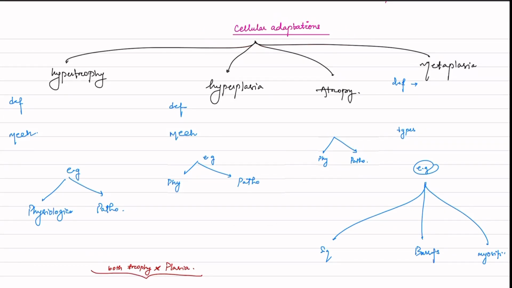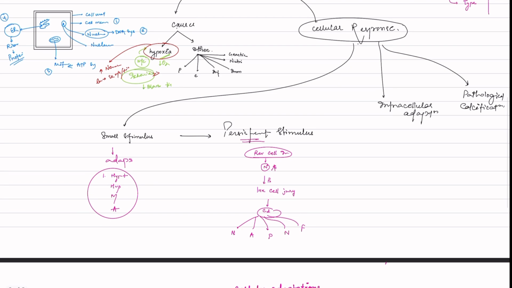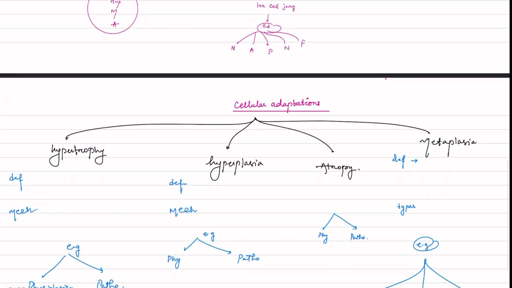Cellular adaptation. Before seeing the various cellular adaptations, let us review. We just read that on a small stimulus, the cell adapts by 4 methods: hypertrophy, hyperplasia, metaplasia, and atrophy. Now let us see each in detail.